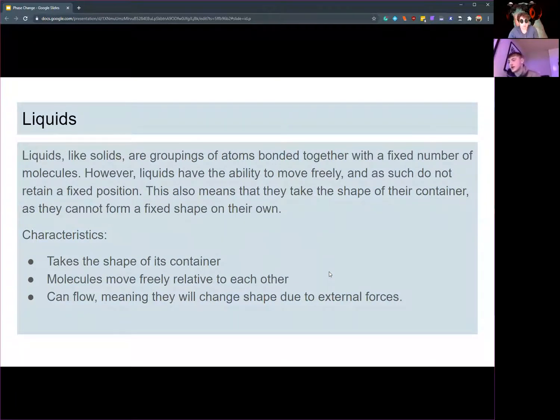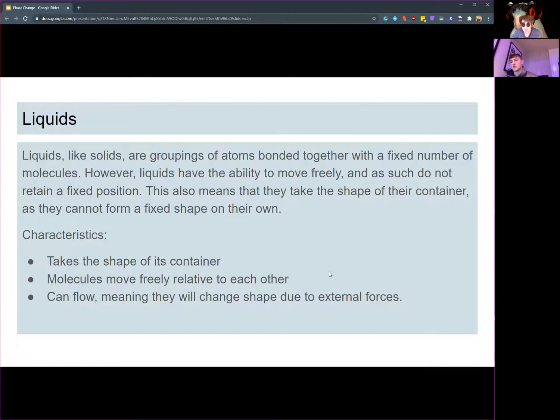And the next characteristics are about liquids, and like solids, they are a grouping of atoms bonded together with a fixed number of molecules. However, liquids have the ability to move freely, and as such do not retain a fixed position. This also means that they can take the shape of their container, as they cannot form a fixed shape on their own. So some characteristics are they take the shape of their container, the molecules move freely relative to each other, and they flow, meaning they will change shape due to external forces.